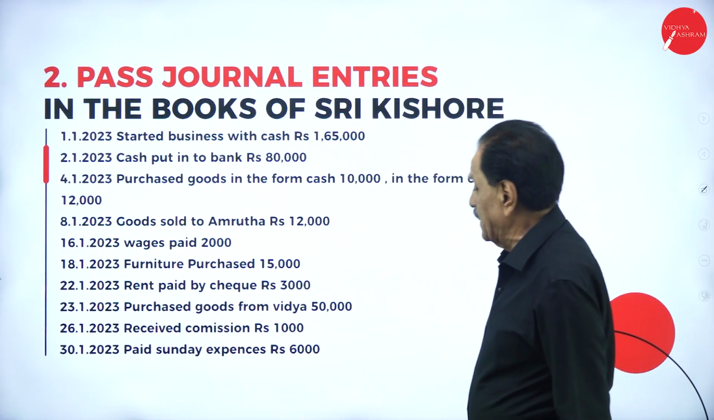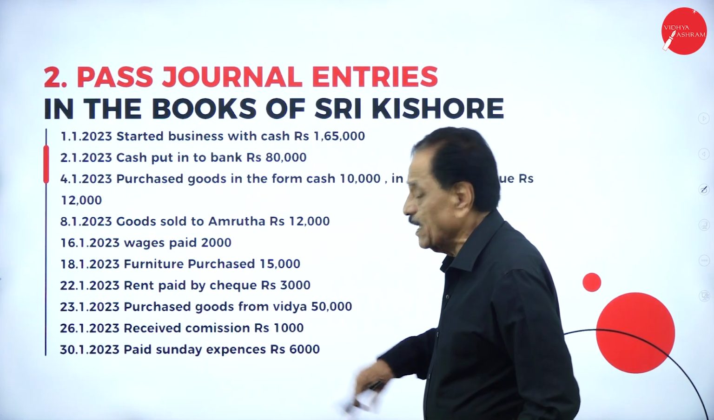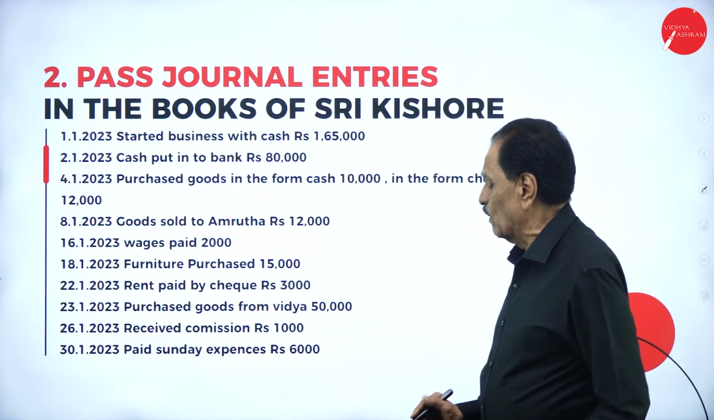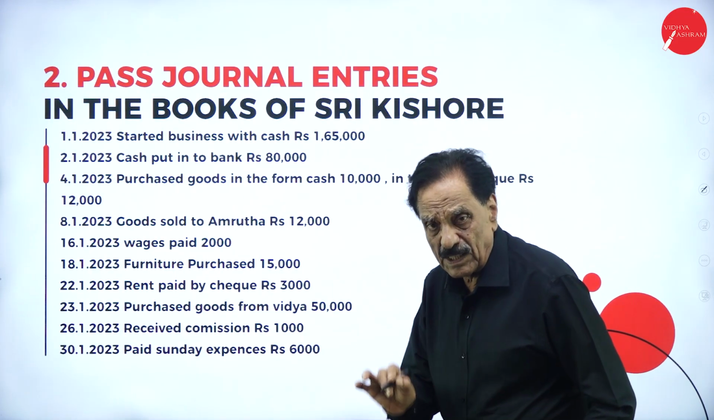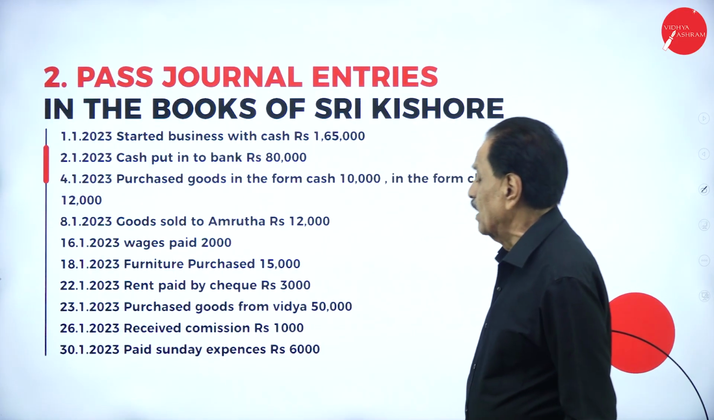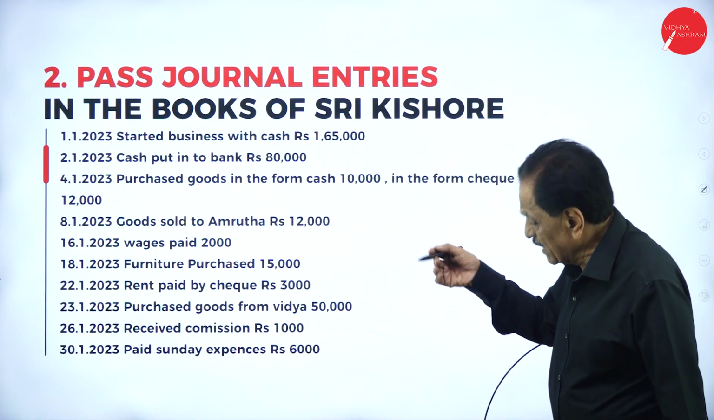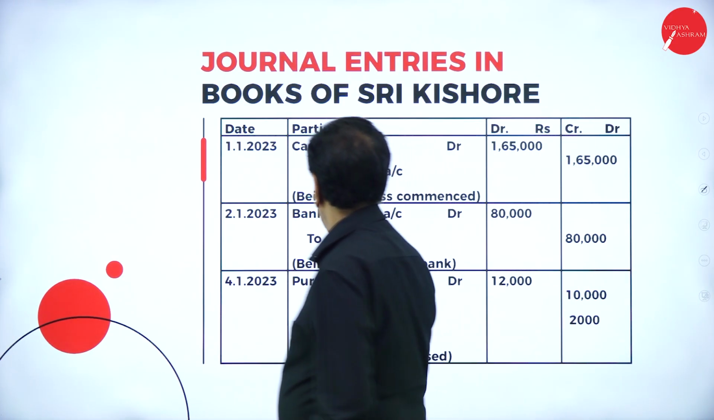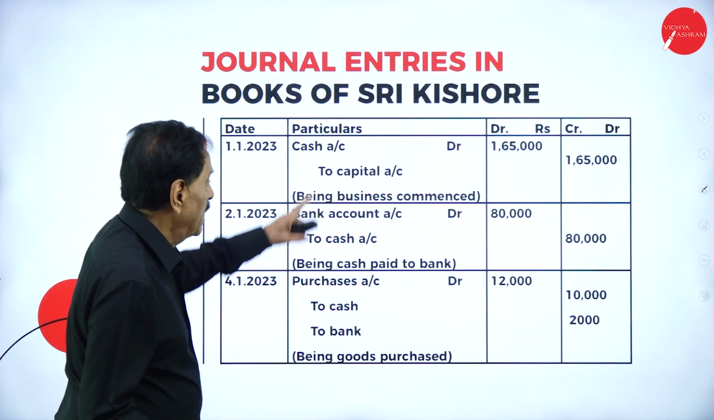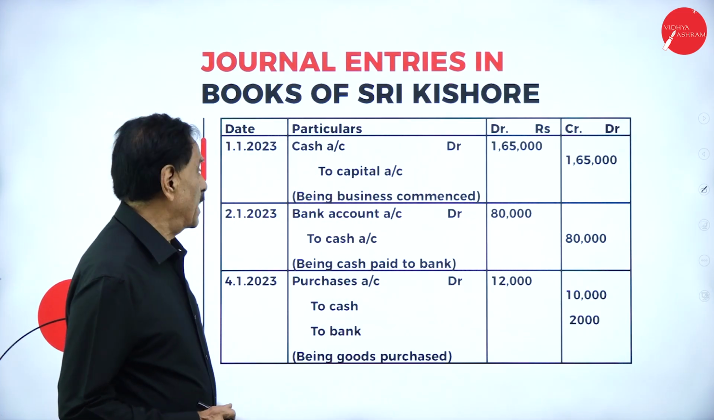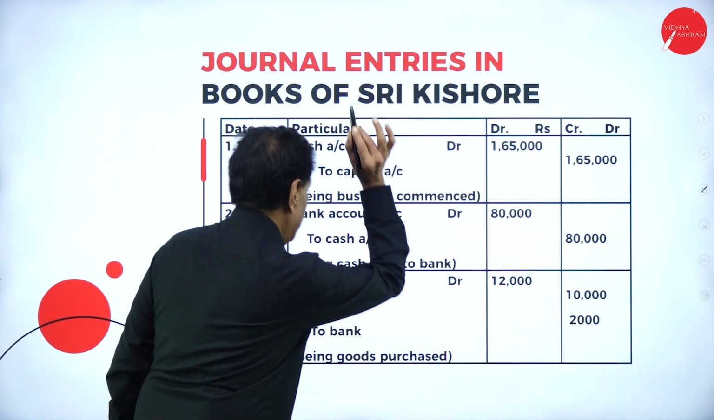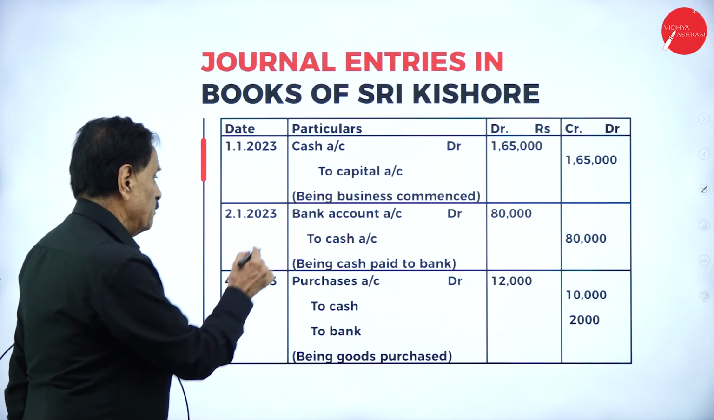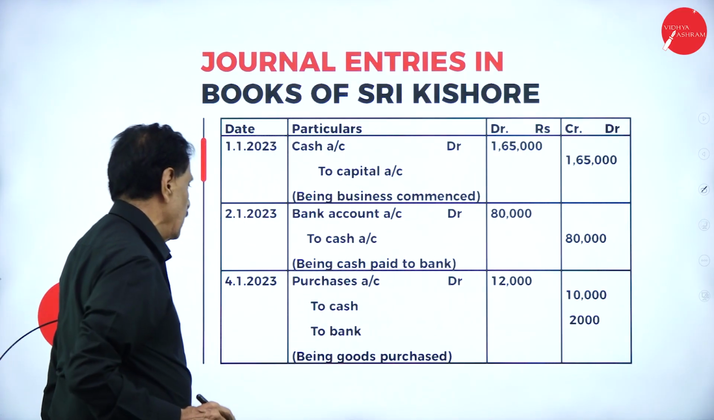Purchase goods from Vidya, so Vidya becomes a creditor, purchases account debit to Vidya's account. Received commission, cash account debit to commission account. Paid sundry expenses, sundry expense account debit to cash account. You see that? First is introduce the capital, cash account debit to capital account, being business commenced. Paid into bank, bank account debit to cash account, being cash paid into bank.